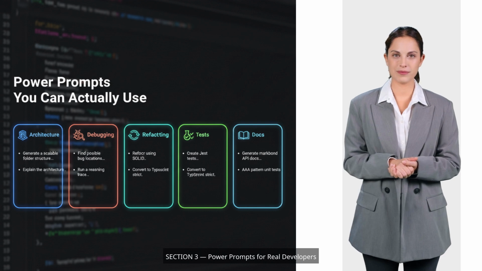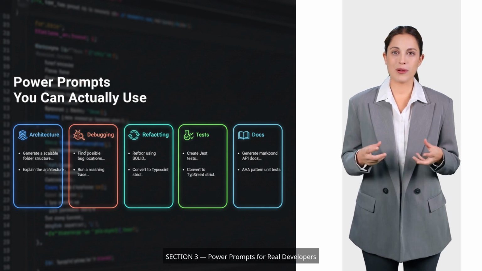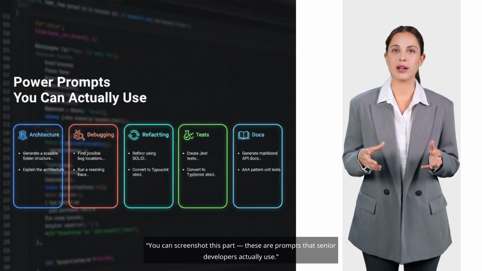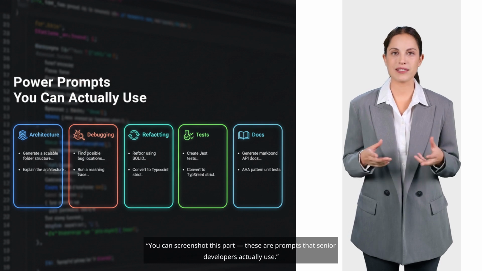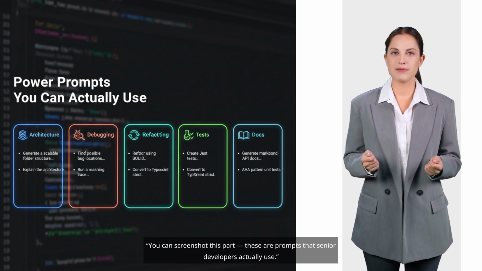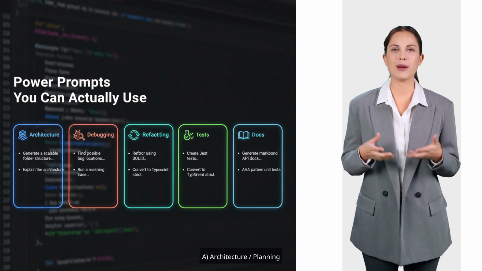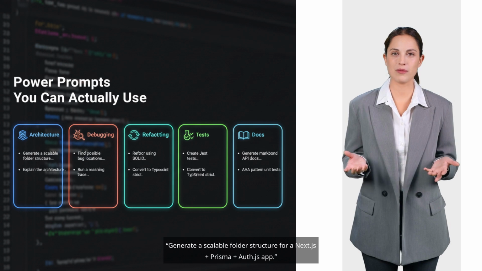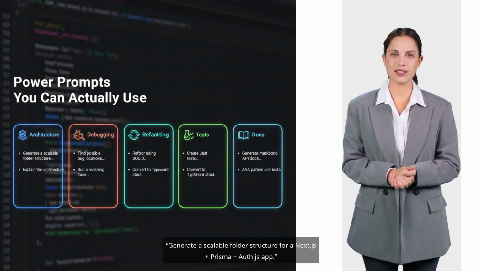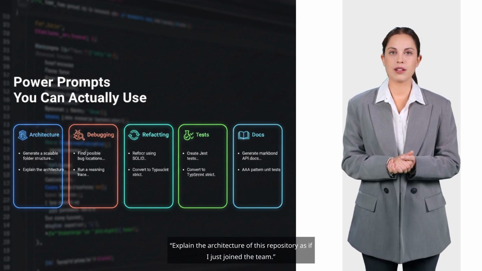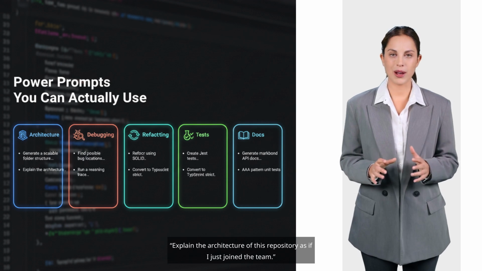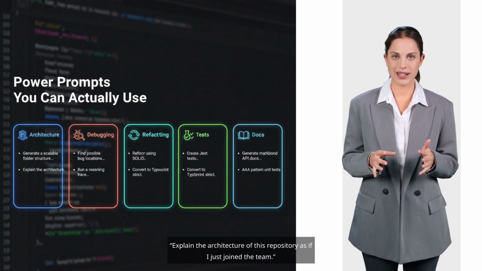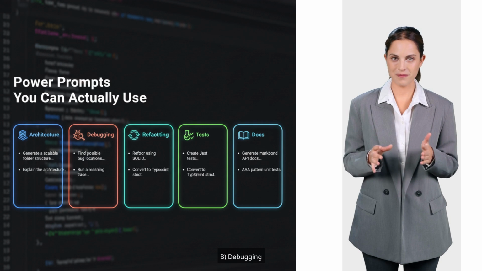Section 3. Power prompts for real developers. You can screenshot this part. These are prompts that senior developers actually use. A. Architecture, just planning. Generate a scalable folder structure for a Next.js plus Prisma plus Auth.js app. Explain the architecture of this repository as if I just joined the team.